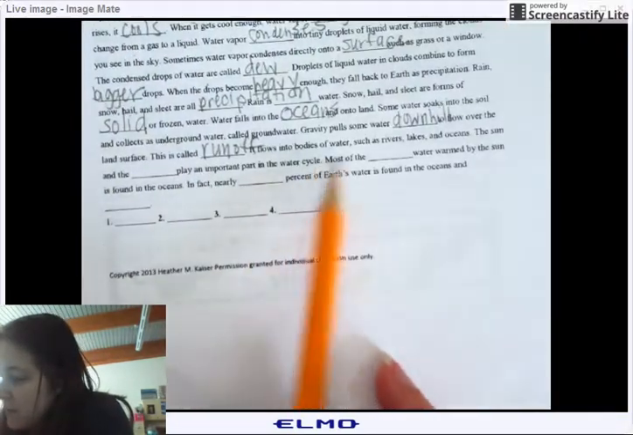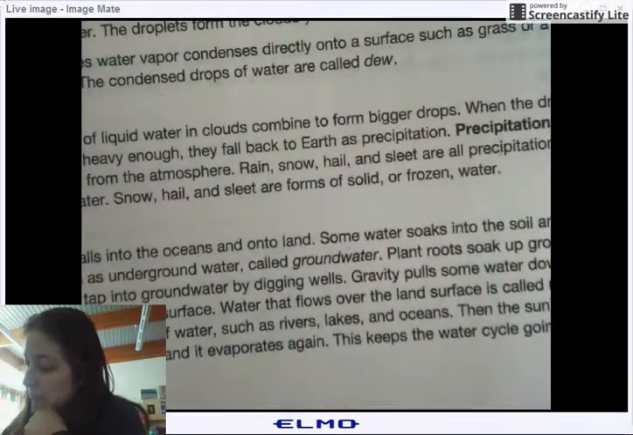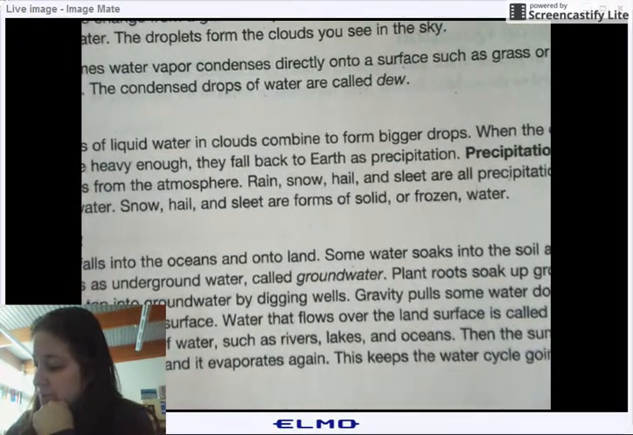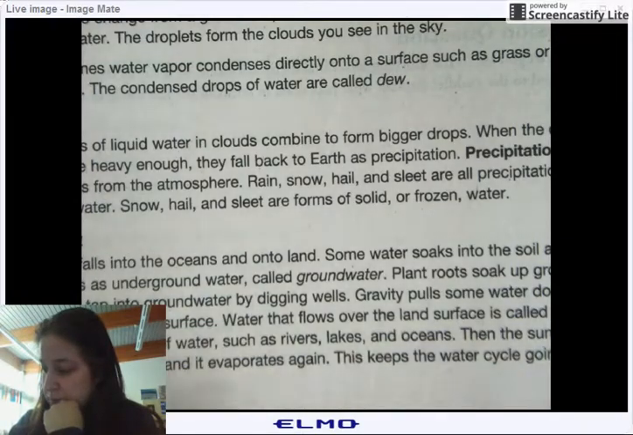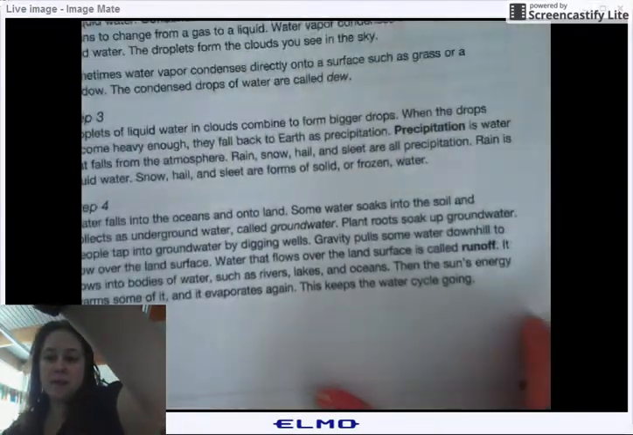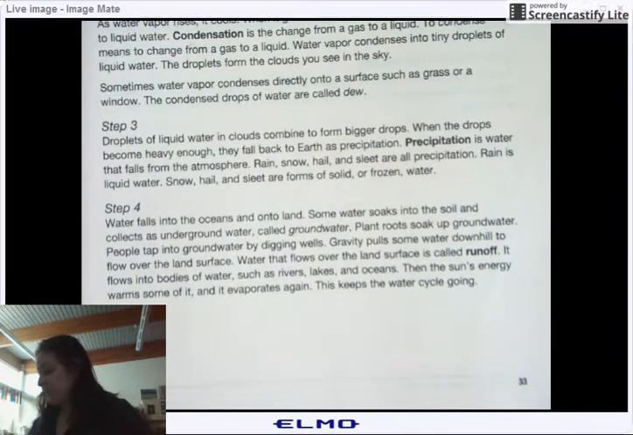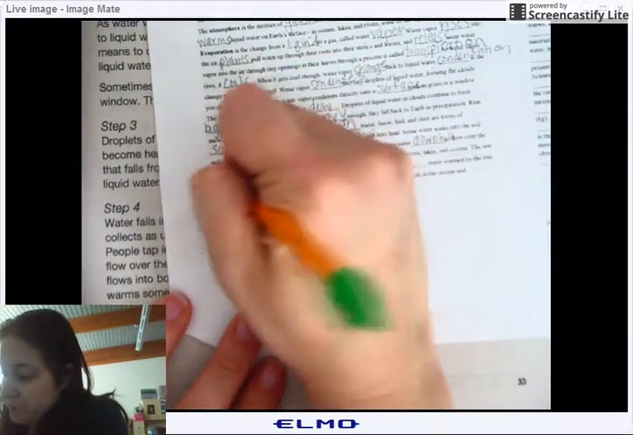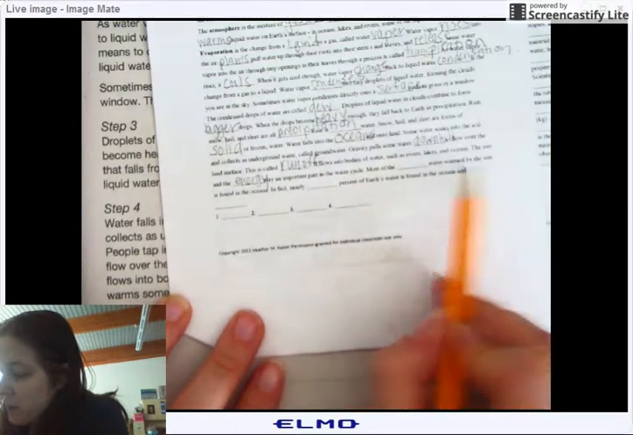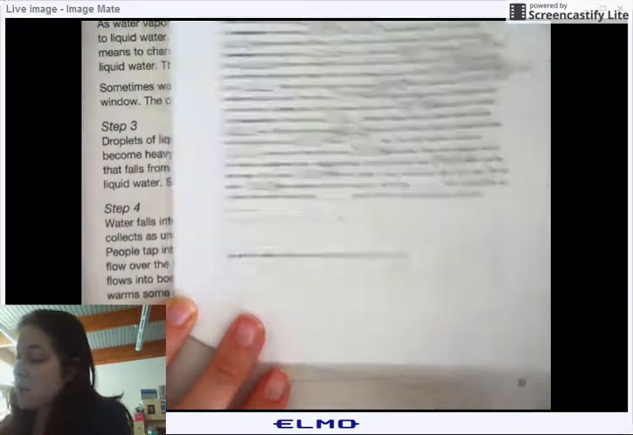It flows into the rivers and lakes. The sun and the blank play an important part in the water cycle. The sun's what? Oh, I'm sorry, I gotta zoom out. Look for the words the sun's. Energy. Play an important part in the water cycle. Most of the blank water warmed by the sun is found in the ocean. In fact, blank percent of the Earth's water is found in oceans and blank.